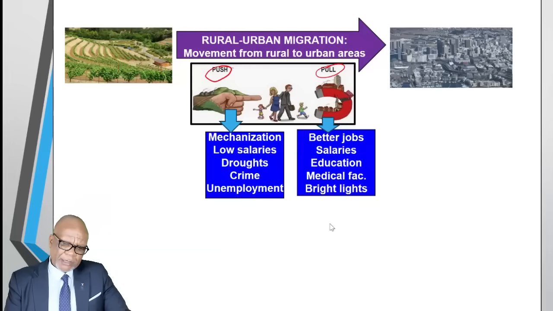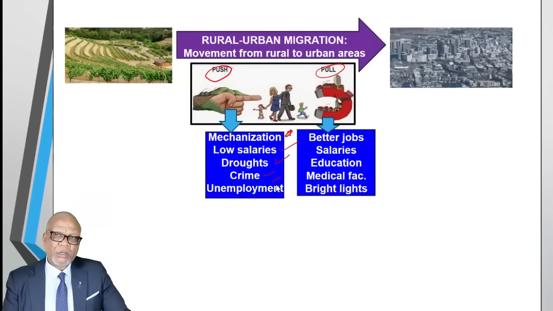Once farmers start to use a lot of machinery, it means they need fewer workers, and therefore people are going to have lack of jobs, low salaries, droughts, crime, unemployment.